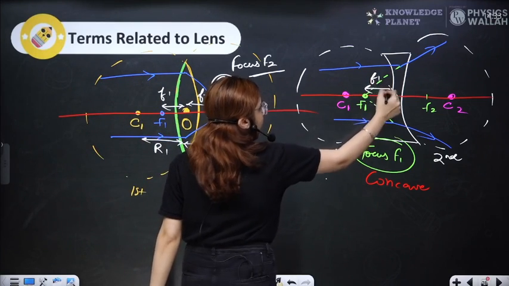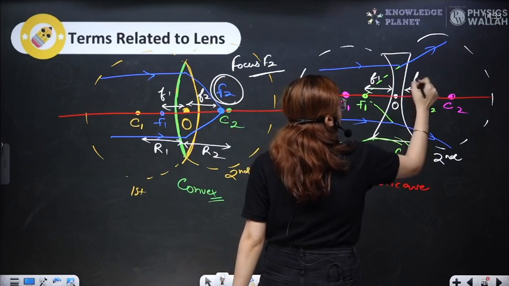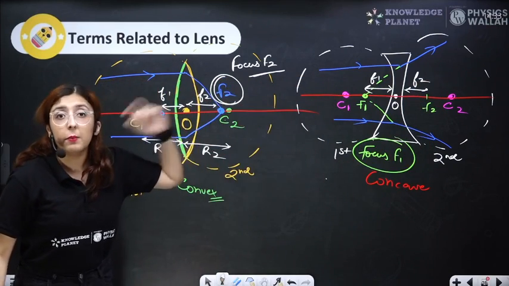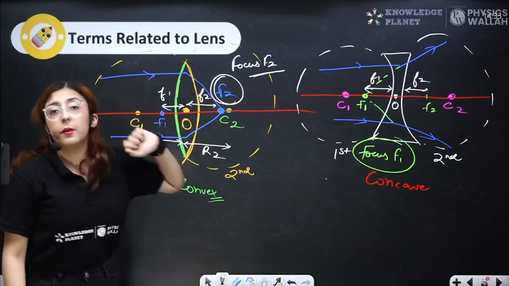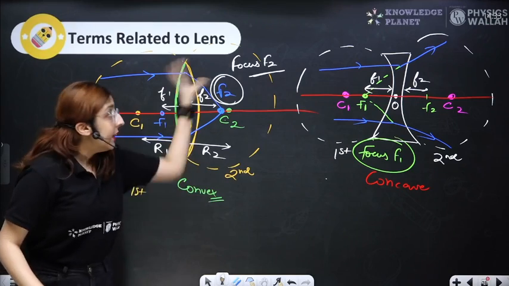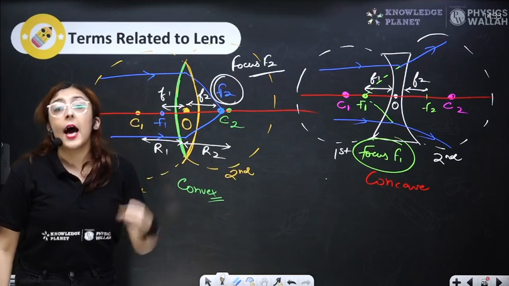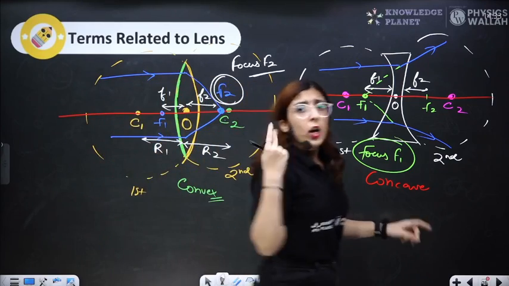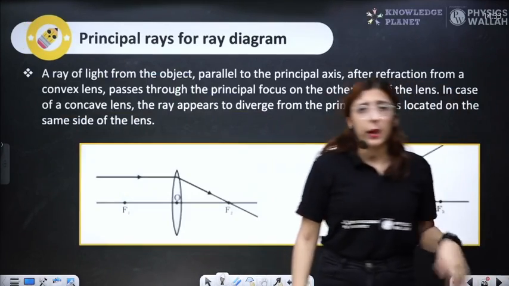Focal length 1, focal length 2, 2 radius of curvature. But your focal length 1 will be important over here, focal length 2 will be important there. In sign convention, I'll explain that as well. These are the terms associated and important in order to understand your lenses. And your lenses will lead to nothing but image formation.